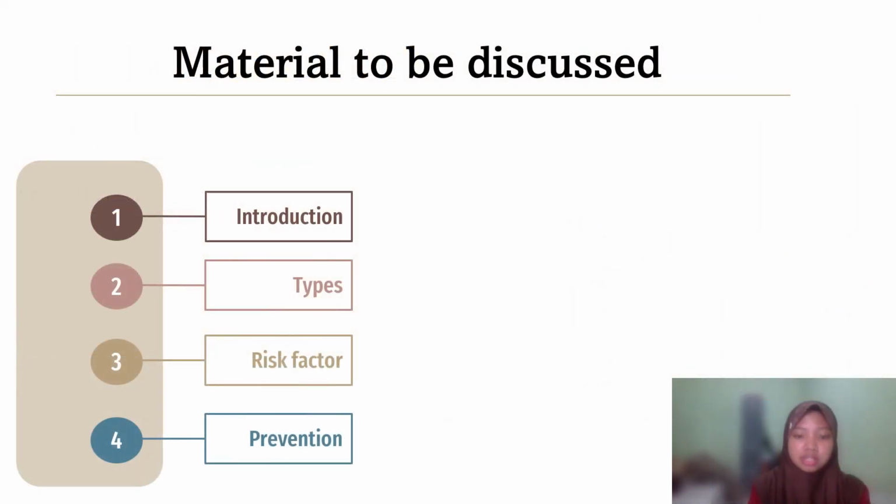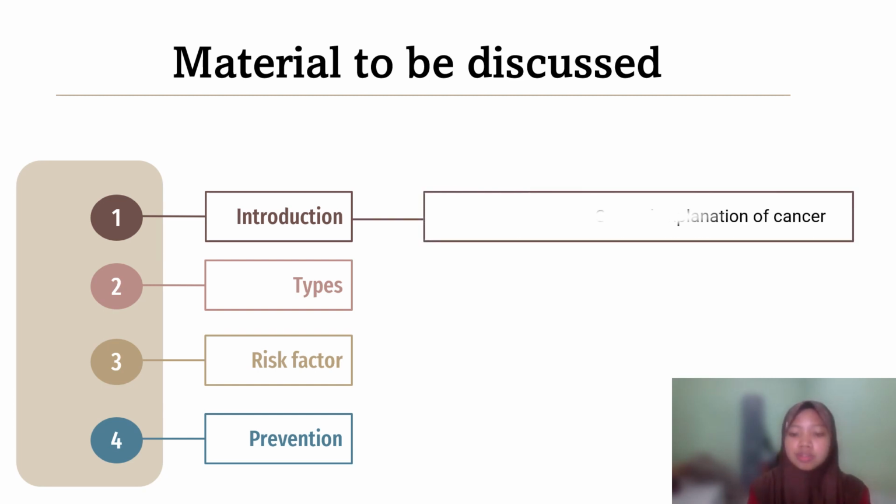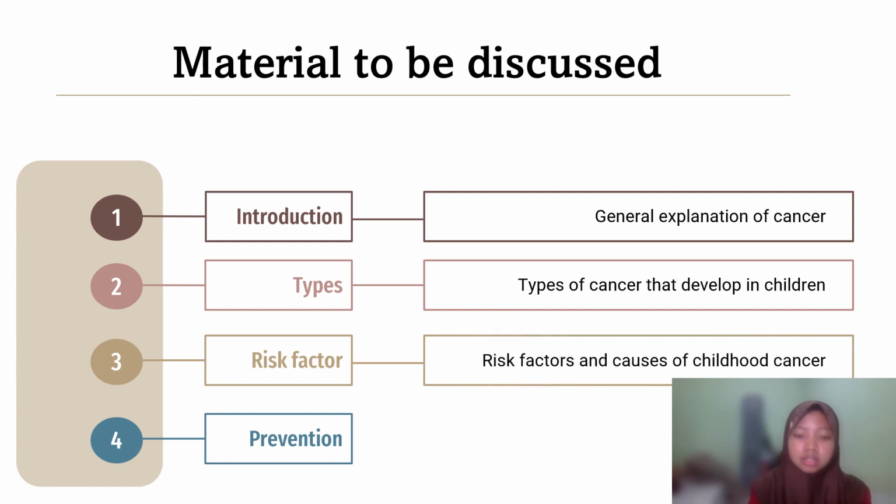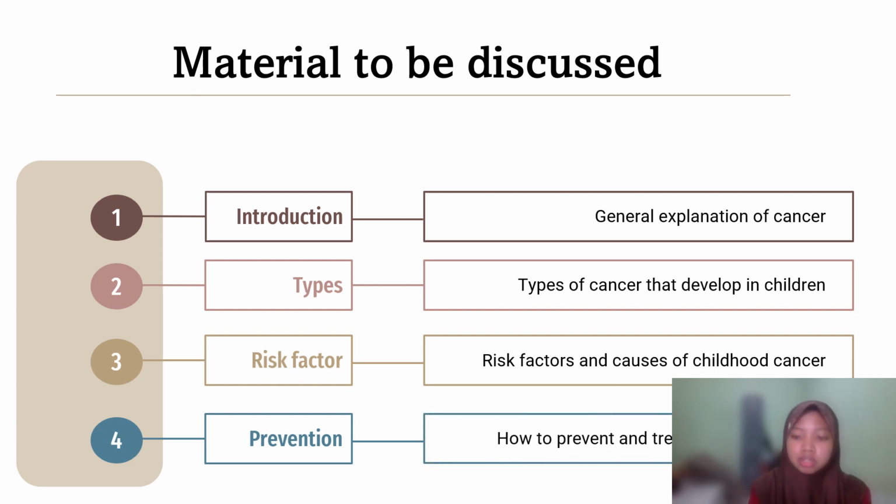In this presentation, there are several points that I will convey. In the introduction section, we will discuss the general explanation of cancer. The second point discusses the types of cancer that develop in children. Third, the risk factors and causes of childhood cancer will be discussed in the risk factor section. On the last point, which is prevention, we will discuss how to prevent and treat cancer in children.